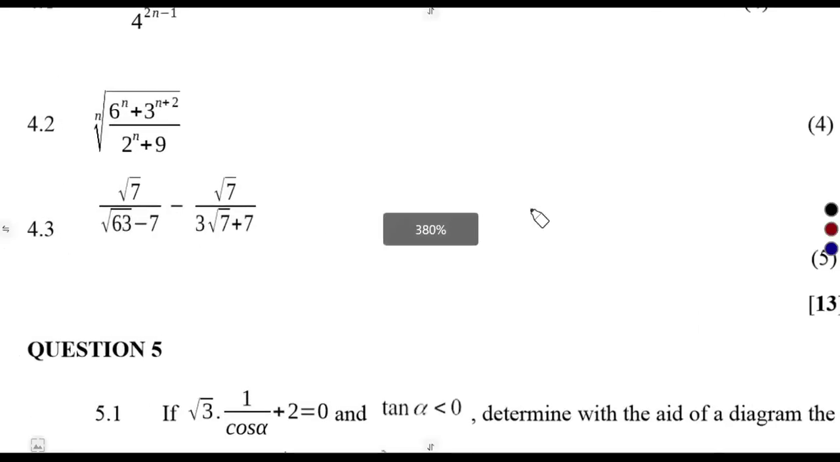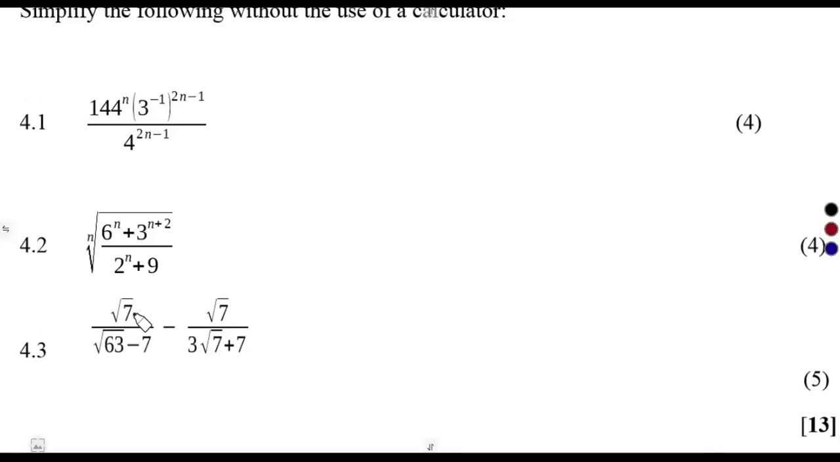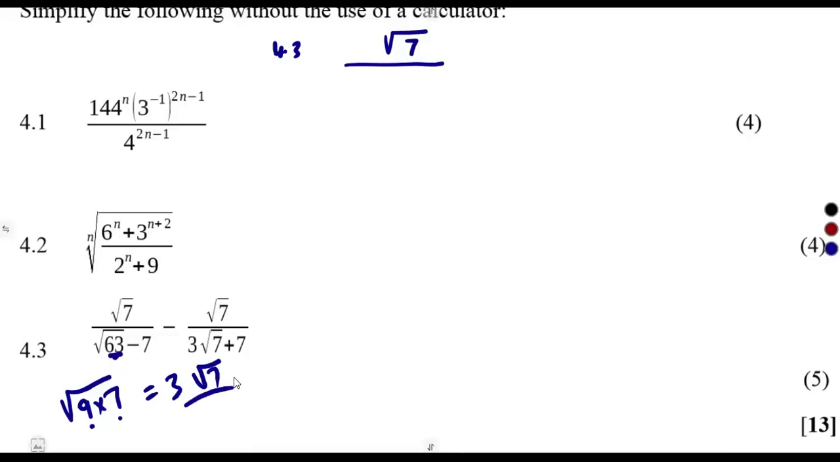On 4.3, we are given the square root. So this is part of your surds. Square root of 7 over the square root of 63. Remember, guys, for the square root of 63, we've got a perfect square there, 9 times 7. What is the square root of 9? That is 3. What about the square root of 7? It remains like that. So it was going to give us 3 square root of 7.